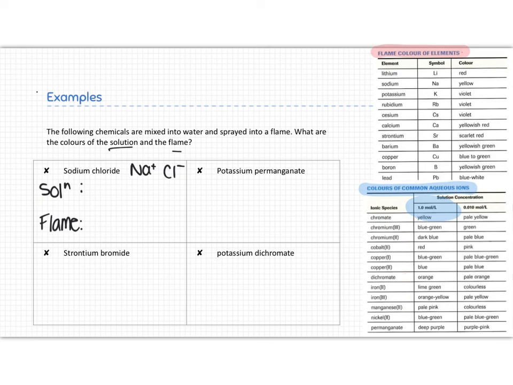And I don't see sodium or chloride. So that means that the solution color is colorless. And we know this, table salt in water is a colorless solution. Then we are going to scroll through the flame color of different elements. And because we have sodium present, the flame color will be yellow.